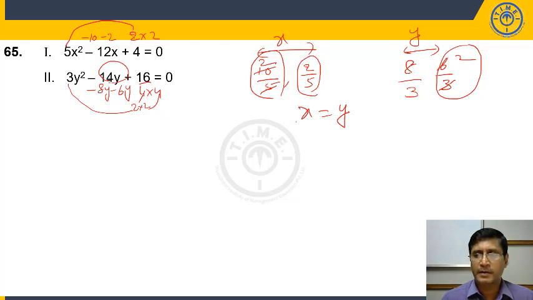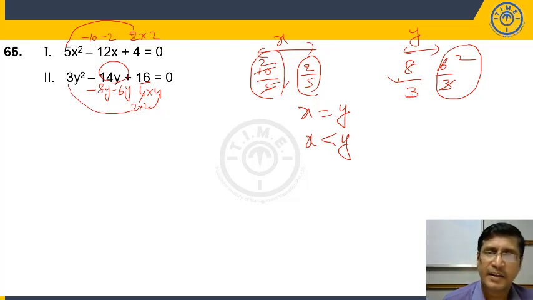And 2 by 5, the second value of the first quadratic equation, is compared with the other two values. Here the value of x is less than y. What about the 2 with respect to 8 by 3? It is less than 8 by 3. 2 is less than 8 by 3. 2 is equal to 2. So the condition is x is equal to y, x less than y.